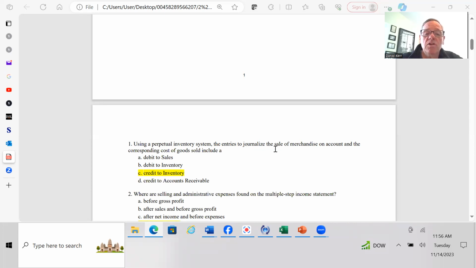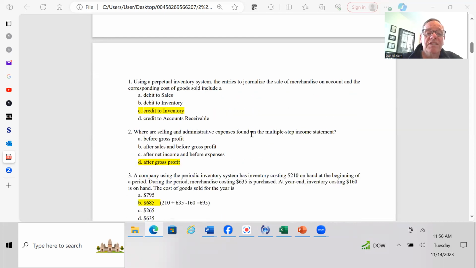So the entry to journalize the sale of merchandise on account and the corresponding entry for cost of goods sold is C, credit inventory. Again, with these multiple choice questions, when they have to do with journal entries, it's a good idea to do the journal entries first. In that case, there would have been 2 of them, and then go look for your possible answer when comparing it to your journal entry. So the answer to 1 is C, a credit to inventory.